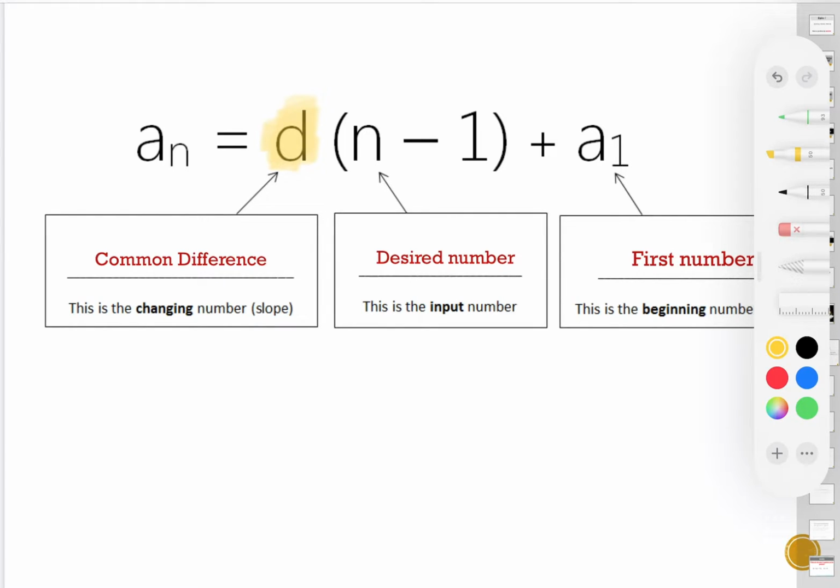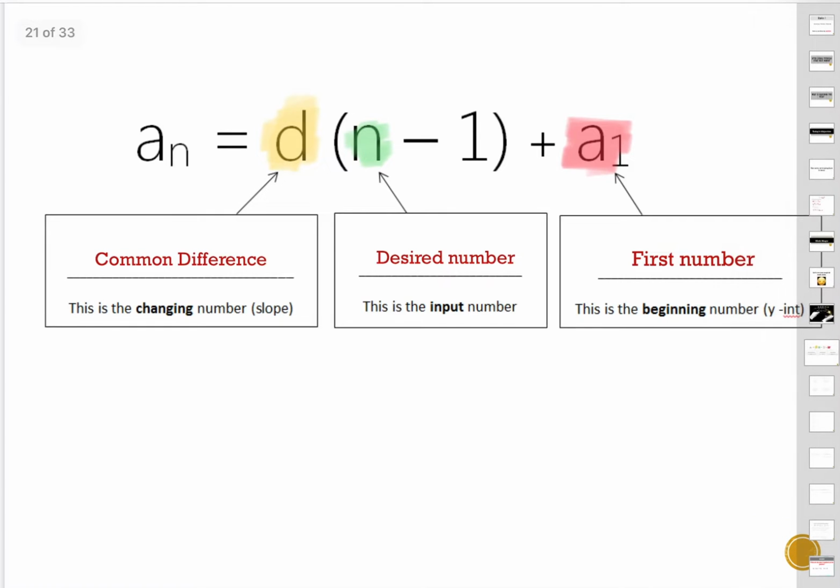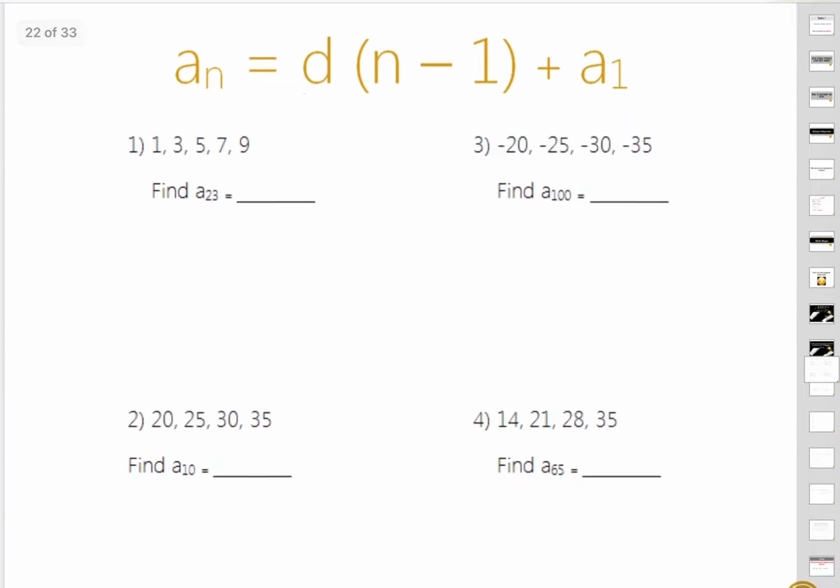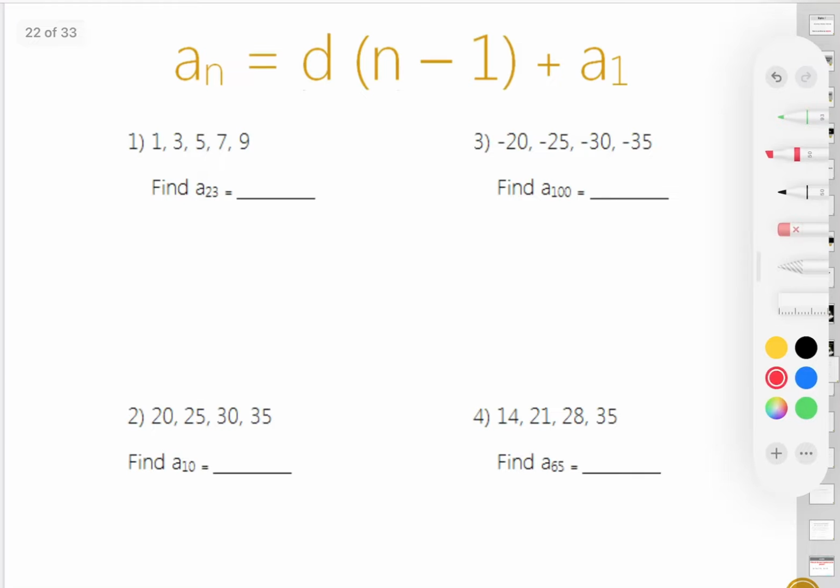Then in parentheses, we're going to put the desired number. What number do they want? That's the input, or the desired number, n, minus 1. And then we're going to add our starting number, our beginning number, our y-intercept. Okay? So that's what we're going to use to figure out this here. Here we go. Let's plug it in and let's get an answer.